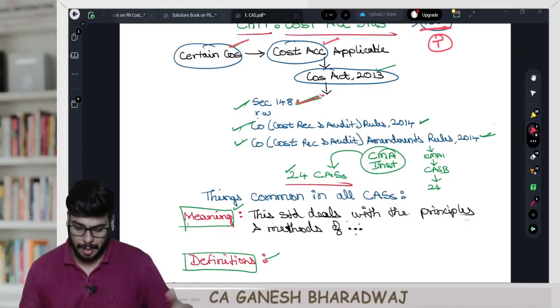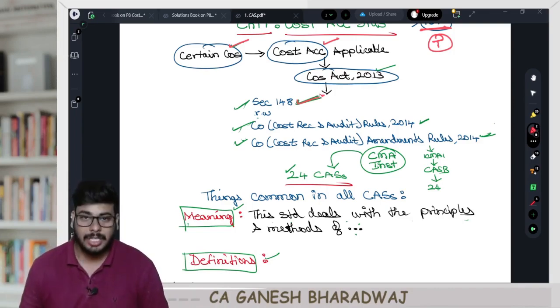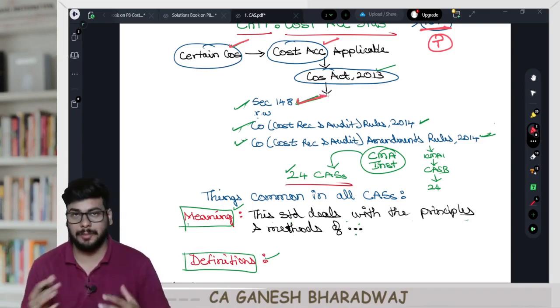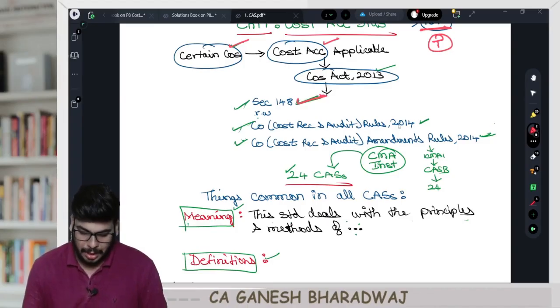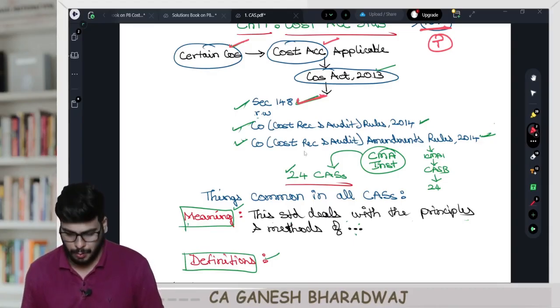So a certificate of practice as well from the CMA Institute, right? What does he audit? He audits the cost records. Are you clear with this? So this provision of Companies Act 148 read with Companies (Cost Records and Audit) Rules 2014 and Cost Records and Audit Amendment Rules 2014.